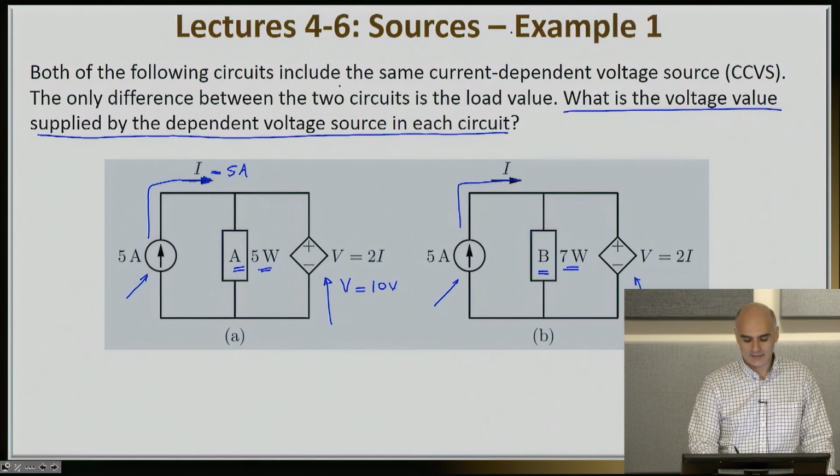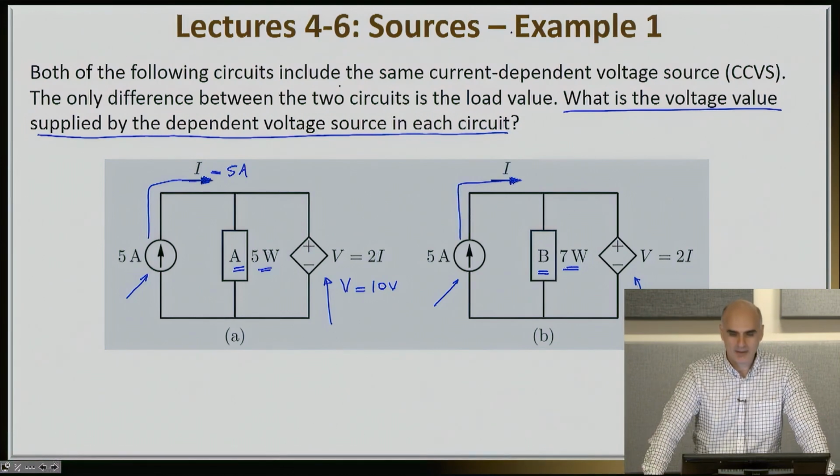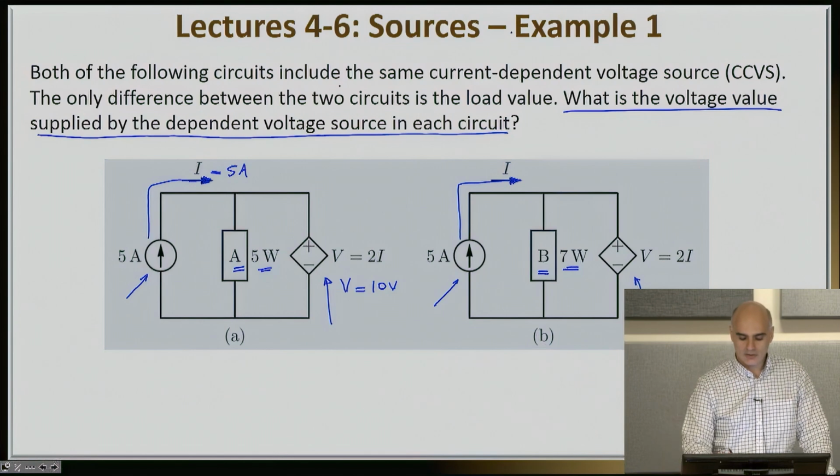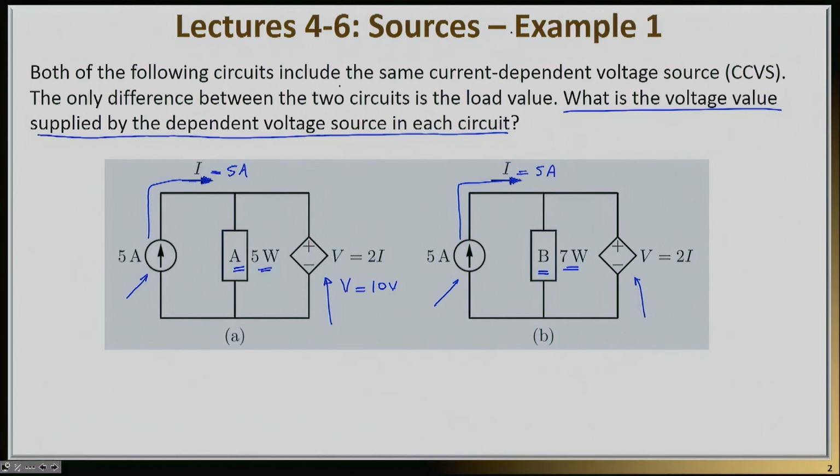The current I is also the same current that comes out from the 5 amp independent current source. So this I, therefore, is still 5 amps. And that means that the voltage for the dependent voltage source, which is 2I, will still be 10 volts here.